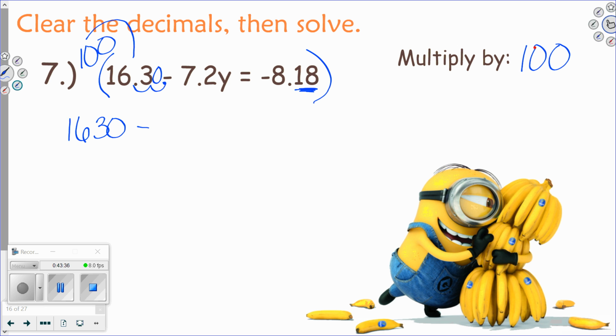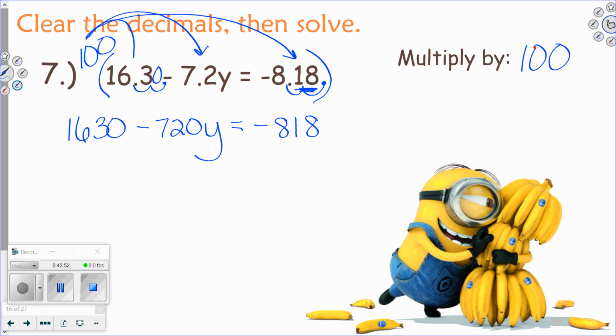All right, minus, and then I'm going to do the 100 times this one. Good, that's 720y. And then 100 times this one. Good, negative 818. Again, that 100 is moving that 2 spots. Moving it 2 spots. Obviously, the y does not fill that egg carton, right? You have to put a 0 in there. All right, so the decimals are gone. Now I can solve.